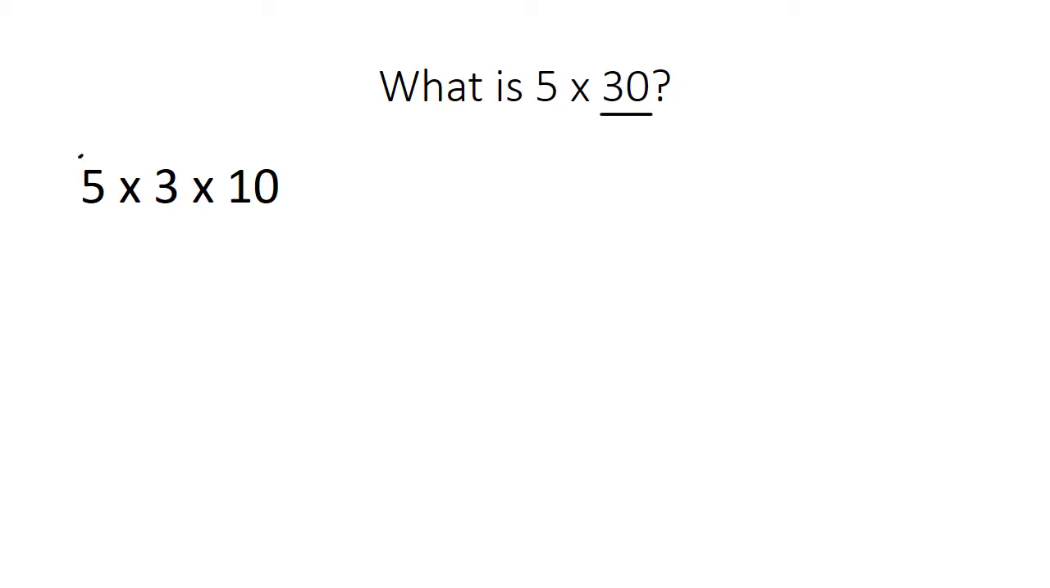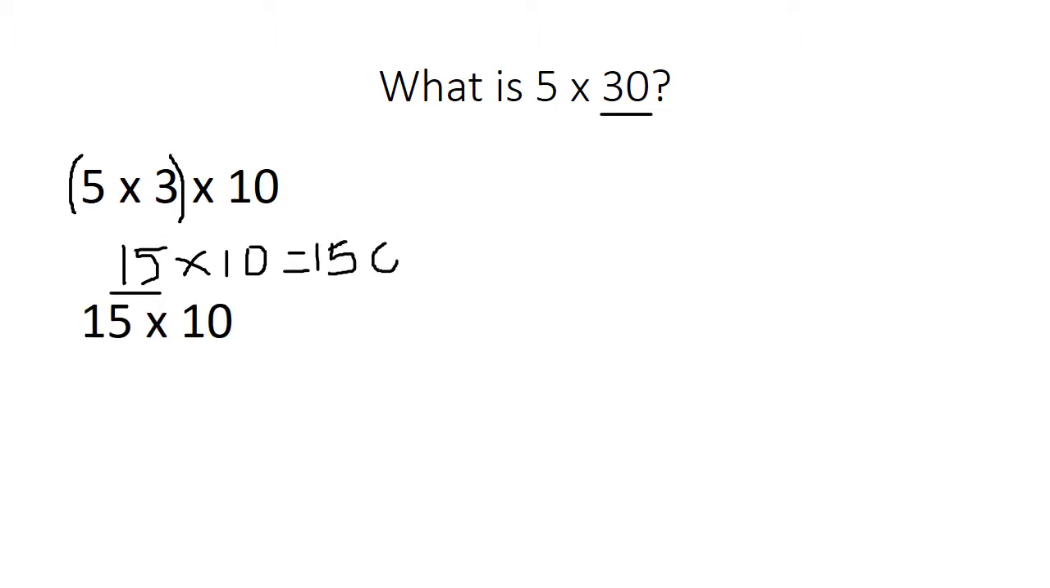Now that we have this, let's group these two numbers together. Let's multiply them first. 5 times 3 is 15. And all we have left to do is multiply times 10. 15 times 10, as we said it, we leave the same number and we just add a 0. So that's 150.